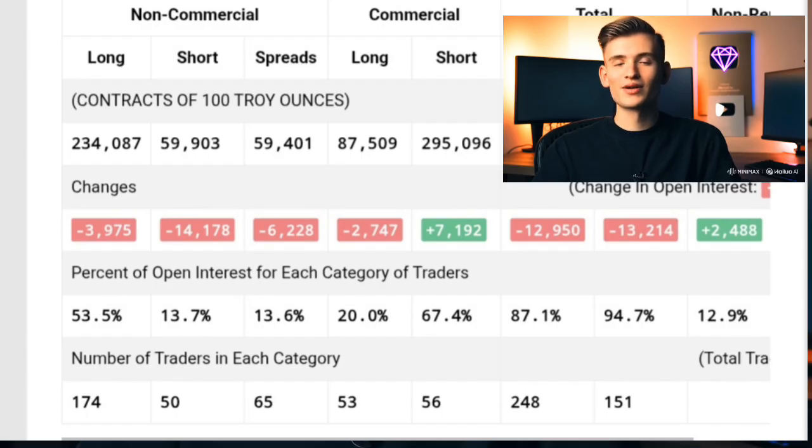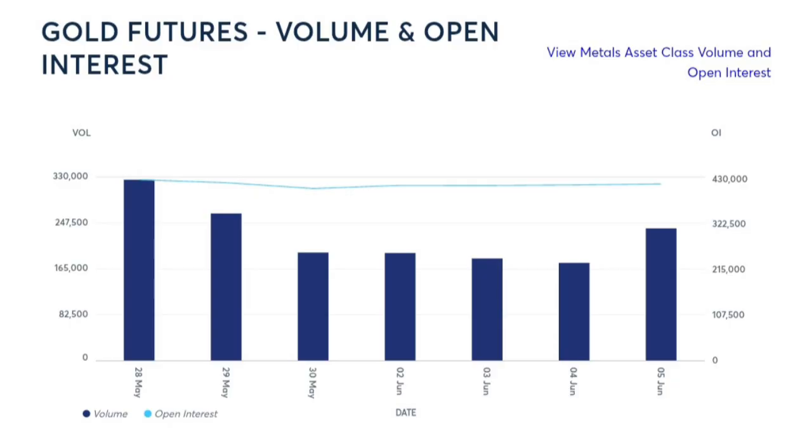Sentiment analysis. Understanding market sentiment is crucial to reading the psychology of the market. In this section, we'll go over how to interpret news, social media trends, and market sentiment indicators. You'll learn how to gauge whether the market is feeling bullish or bearish and how to use that information to make informed decisions.